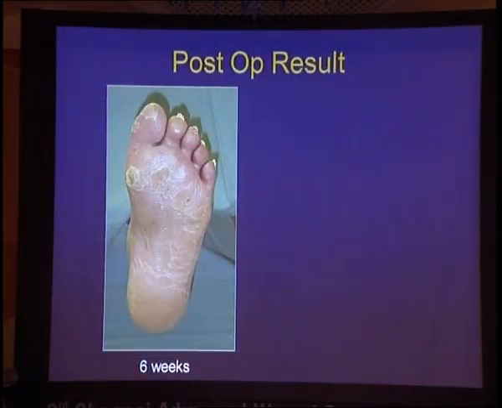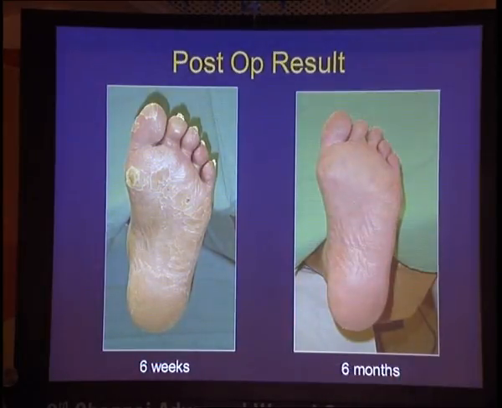Postoperatively, you can see the calluses that were on the plantar aspect of the foot are now becoming thin and falling off the skin, and at 6 months after surgery, there's no more callus. Because you've addressed the underlying etiology, you've addressed the mechanics, and you have changed their foot type and their gait pattern.